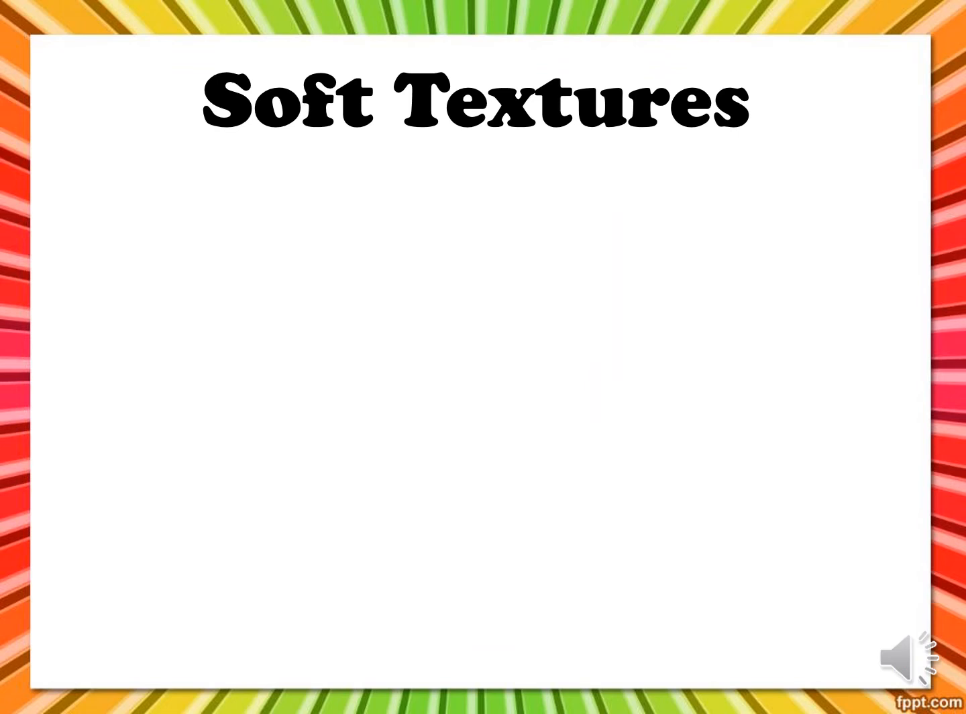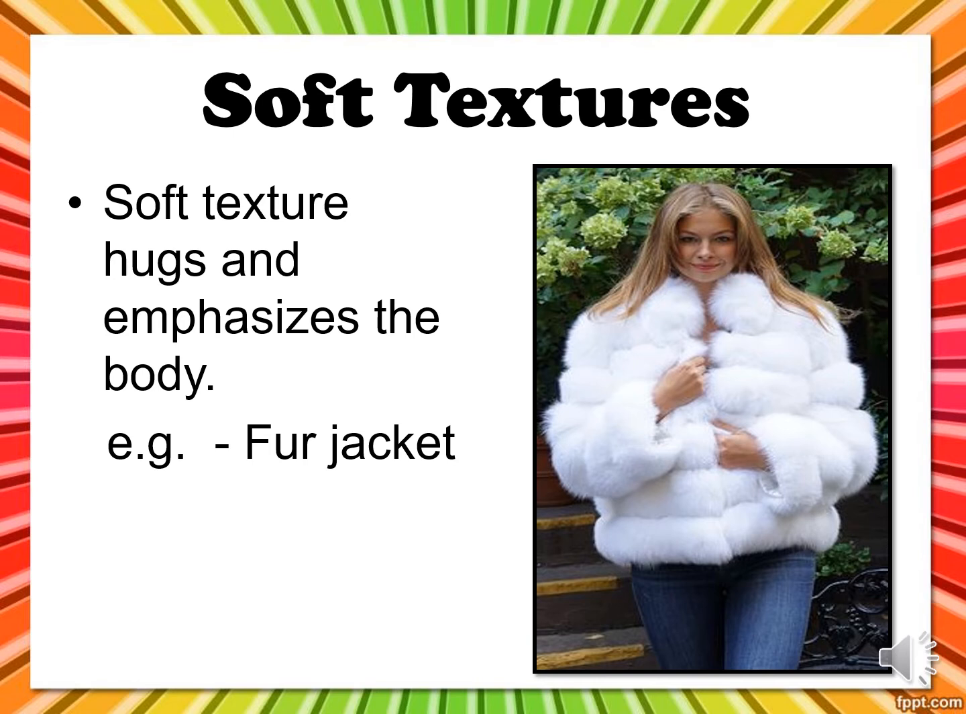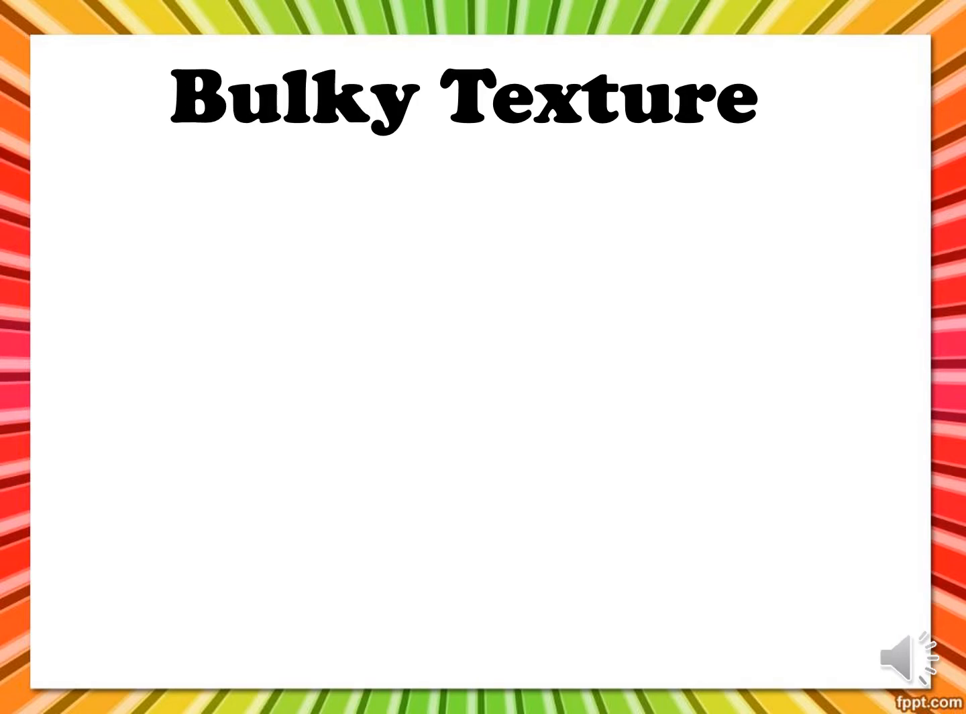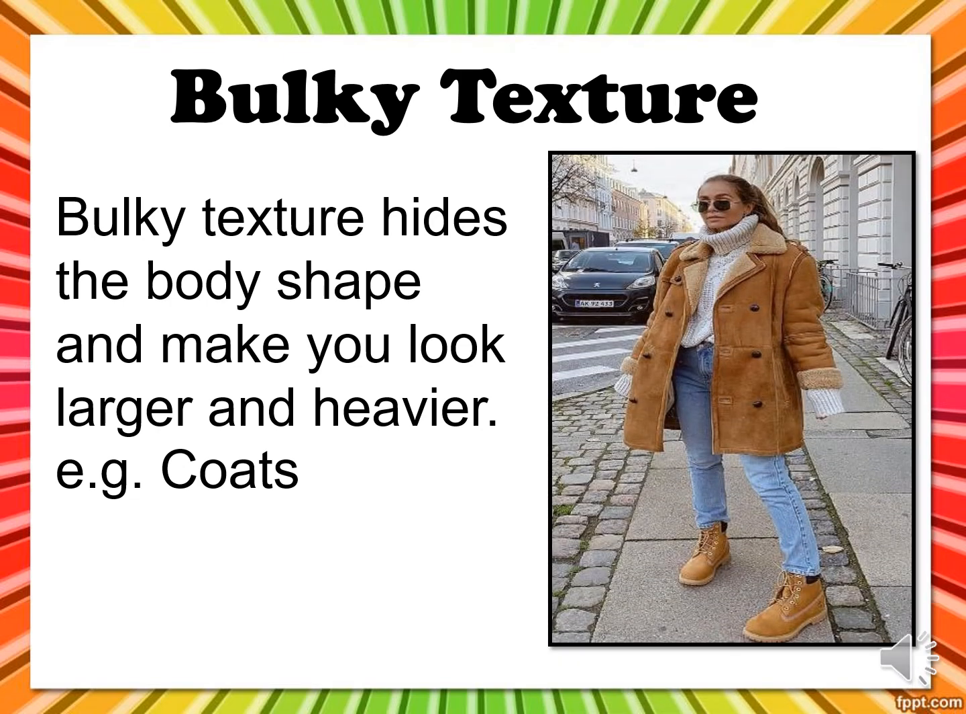Let's look at soft texture. It hugs and emphasizes the body. Example, a fur jacket, as you observe in this design. The next one, bulky texture. It hides the body shape and makes you look larger and heavier. An example is a coat. Observe in this design as well.